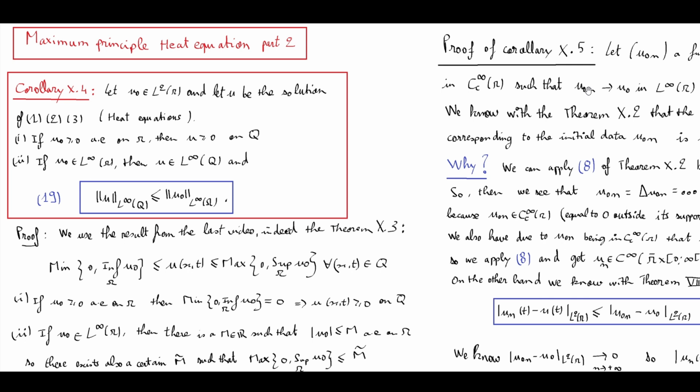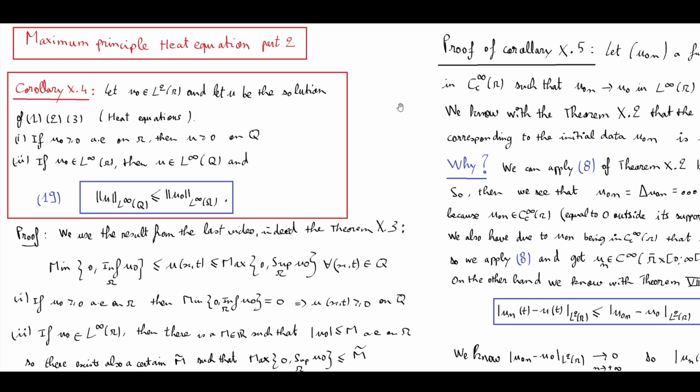So here we present the corollary 10.4, where we say that if U0 is in L2 of omega and U is the solution of the heat equation, the equations 1, 2, 3 that are the three equations describing the heat equation, then if U0 is positive almost everywhere on omega, we will have that U, the solution, is positive on Q, or the cylinder.